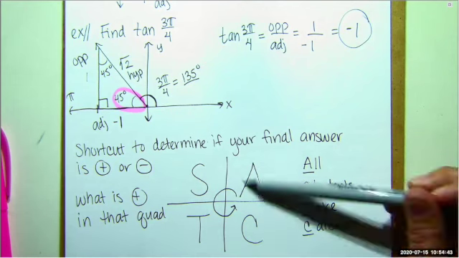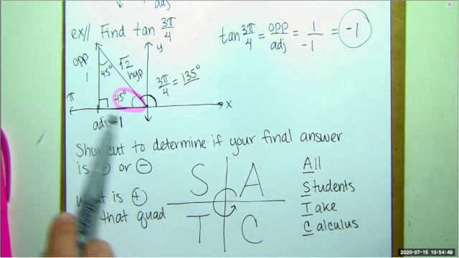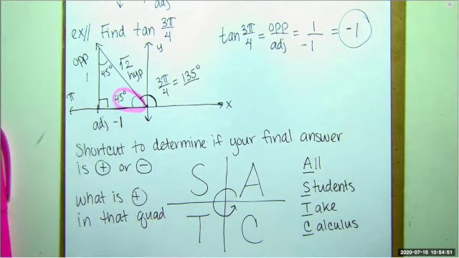I'll talk you through using this shortcut as we go through more examples. If you hate this, you can certainly figure out what your sides are, positive or negative, and do it the long way if you want. Doesn't make a difference to me, whatever you like better. Any questions on this? Okay, let's do some more.